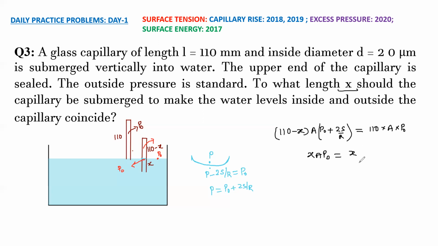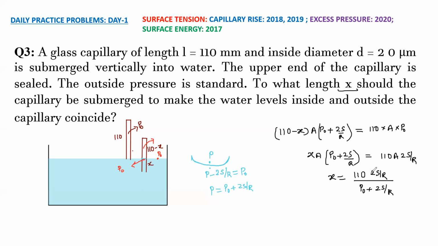xA into (P0 plus 2S by r) is equal to 110 into A into 2S by r. Yeah, this is what we will get. So x is nothing but 110 into 2S by r divided by (P0 plus 2S by r). So from this, you can easily solve the question.